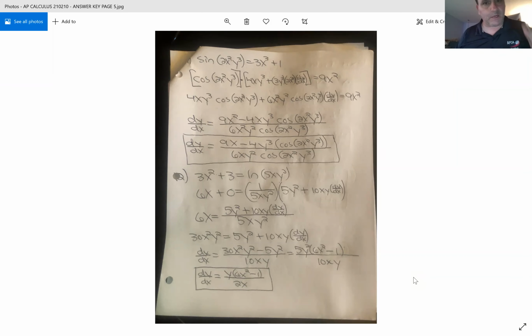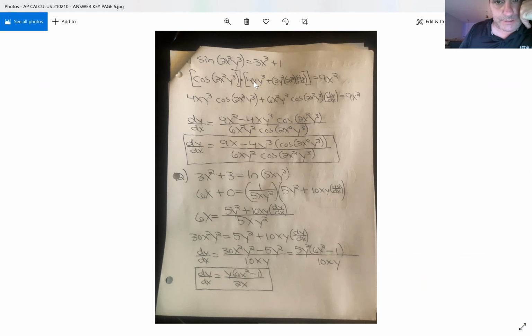So 11 and 12. The trig one's interesting. The derivative of sine is cosine, but you've got to do a chain rule there. So the chain rule, the derivative of 2x squared y cubed is 4xy cubed plus 3y squared times 2x squared dy/dx. Derivative of 3x cubed is 9x squared.